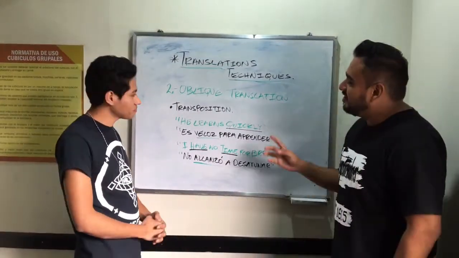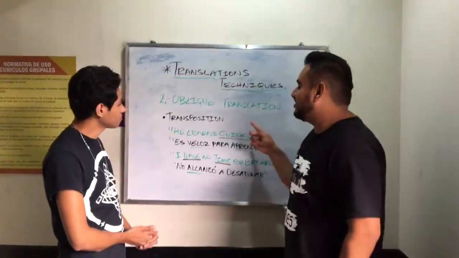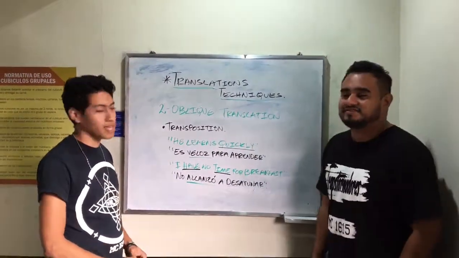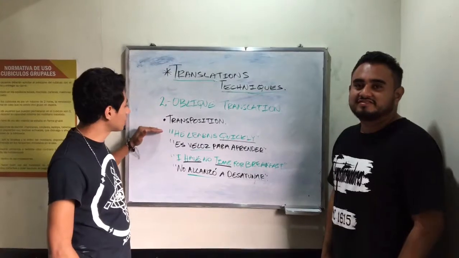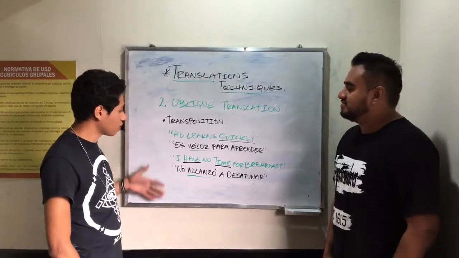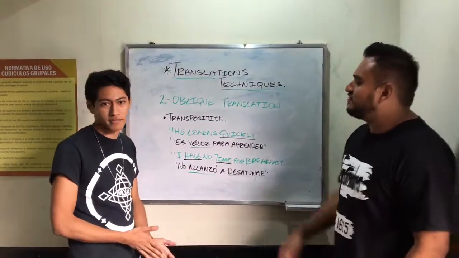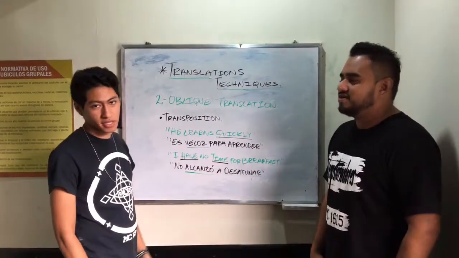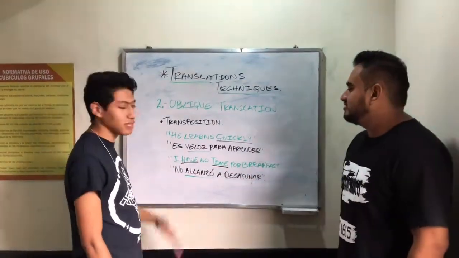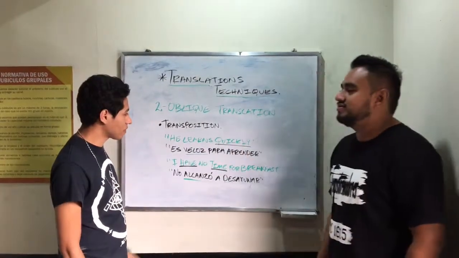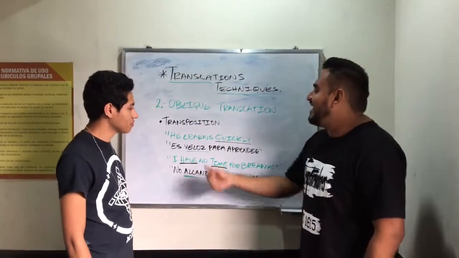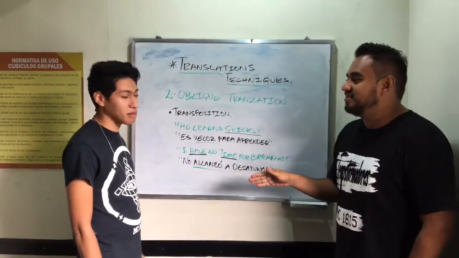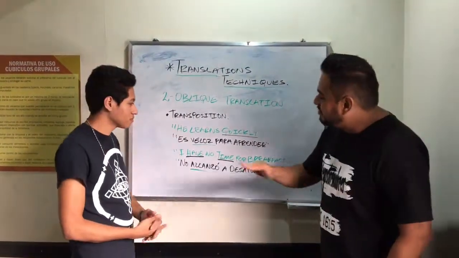Alright, now we have here the transposition technique, and for explaining it, we have 2 sentences. The first one, he learns quickly. What happened here? We changed the adverb for an adjective, and we are saying the same meaning.